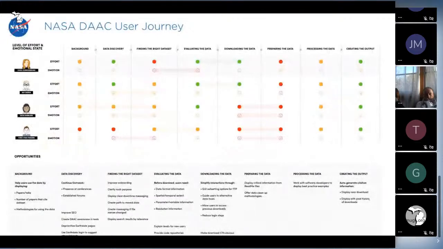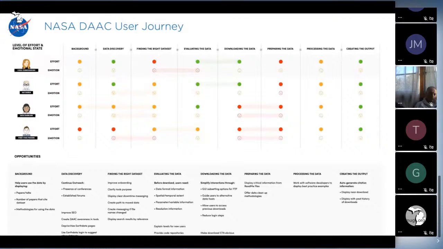What we end up doing is mapping this out over, of course, all of those different stages for each of them, and really using that as a way to pinpoint where in this overall journey there are issues that we can maybe address through design. So for example, you'll see here the finding the right data set. There's quite a lot of red. Red would indicate that it's painful, a lot of effort and maybe some strong emotions there. And a lot of red and orange.